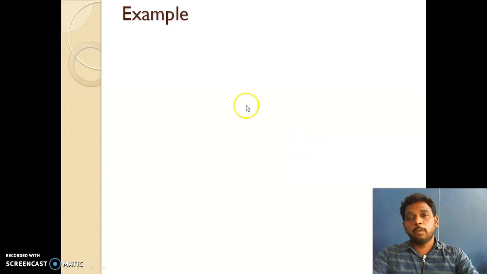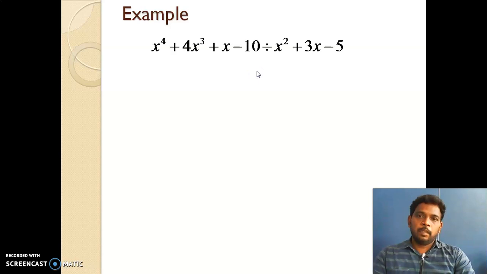Let us continue the slides now. So x power 4 plus 4x cube plus x minus 10, divided by x square plus 3x minus 5.